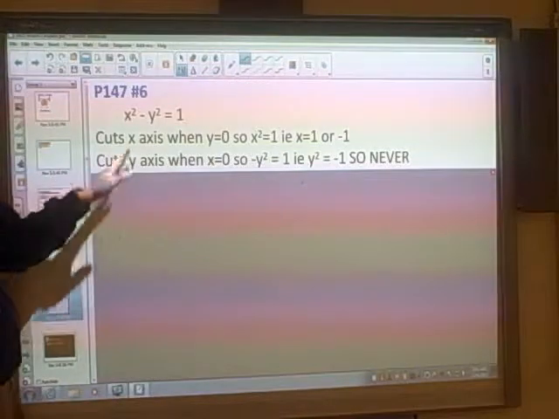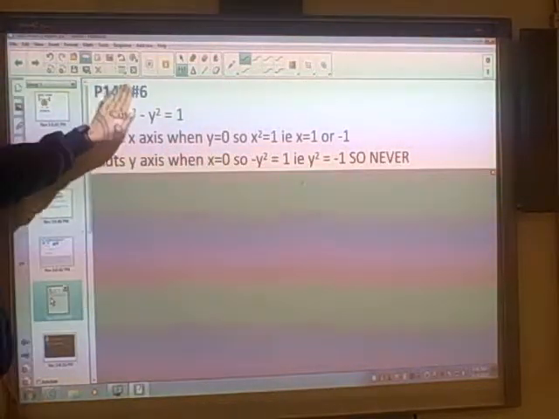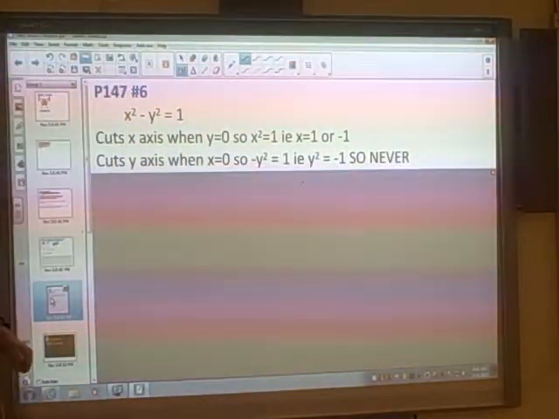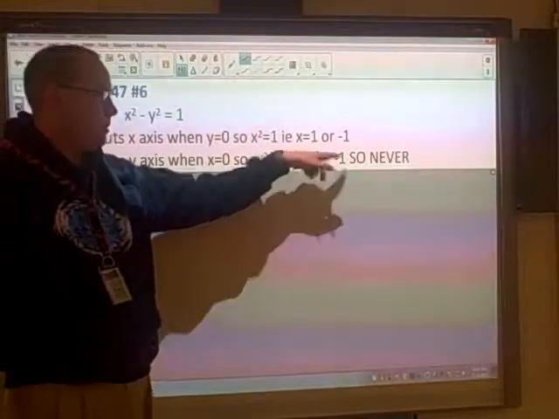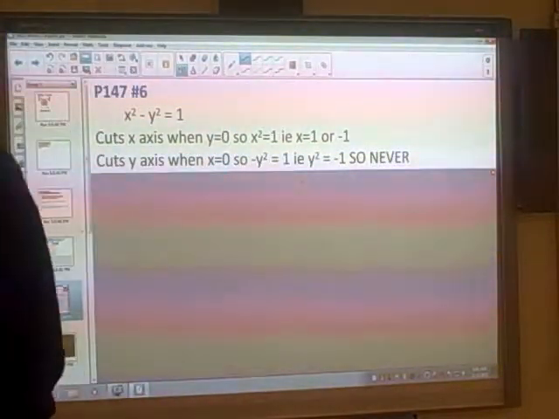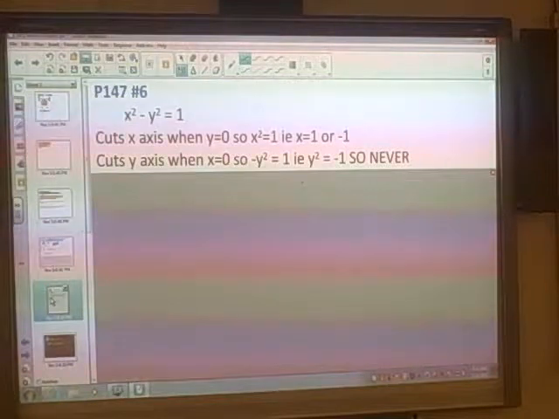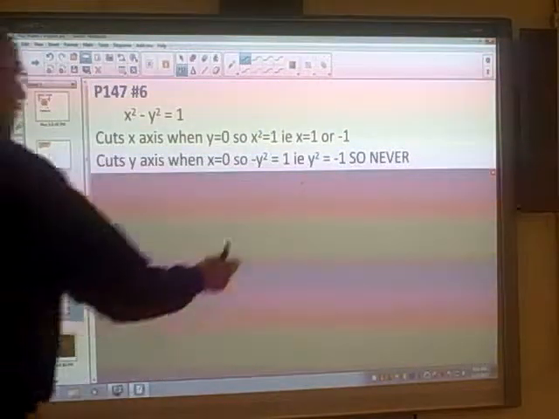If we do the reverse, if we want to find when it cuts the y-axis, set x equal to 0, we get negative y squared equals 1. Divide both sides by negative 1. Y squared equals negative 1, and then when we do the square root, we get square root of something that's negative. So in other words, not a real solution, so never for that one. So there are no y-intercepts.